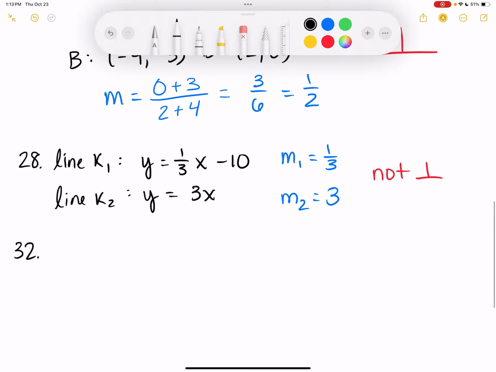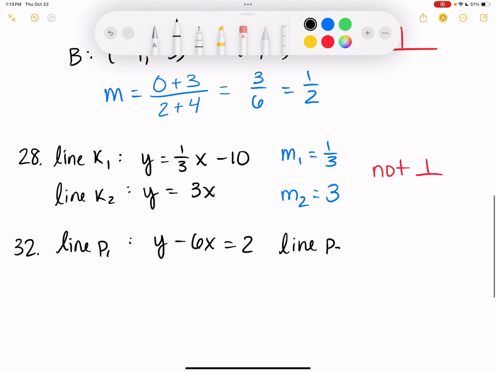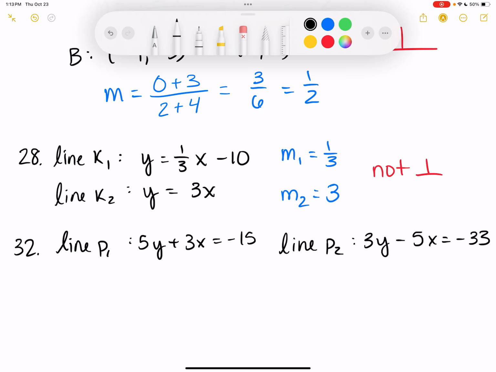32. Line P1 is y minus 6x equals 2. Line P2 is, oh, I wrote down the wrong equation. Hold on. This was supposed to be 5y plus 3x equals negative 15. Oh my goodness, I cannot read today apparently. Line P2 is 3y minus 5x equals negative 33. There we go.